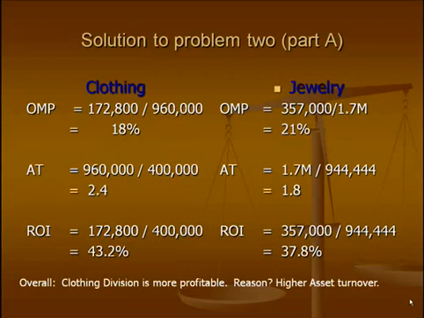So who's doing the better job overall? For that, we have to calculate the ROI. And the ROI is 43.2% for clothing and 37.8% for jewelry. So overall, we see that clothing is doing better when we take controlling costs and effective use of assets into consideration. When we take both into consideration, overall clothing is doing better.